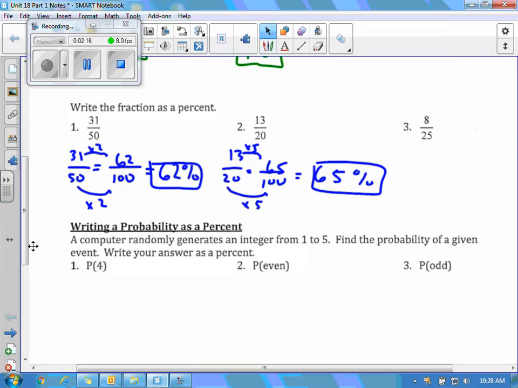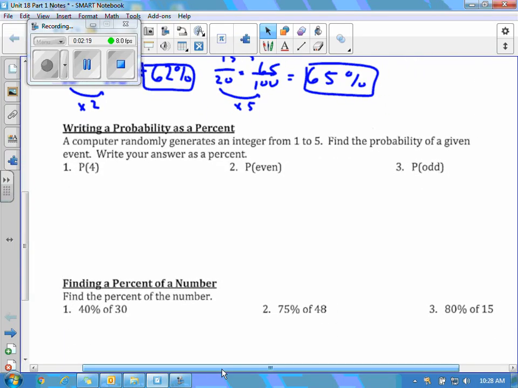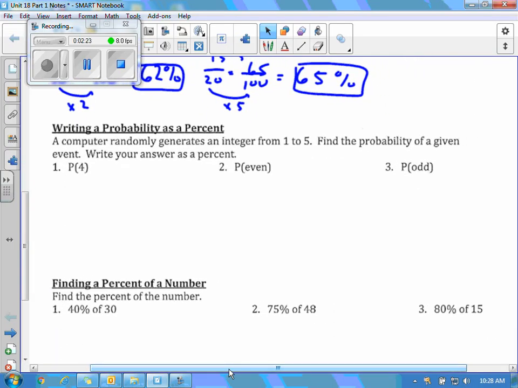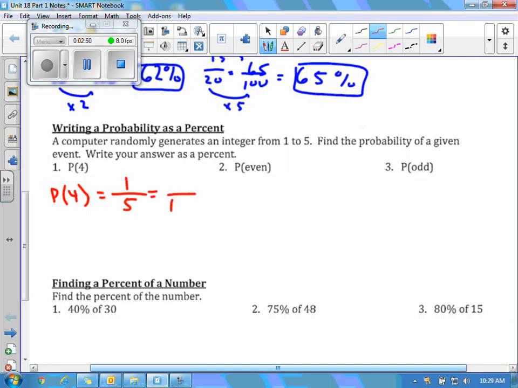The next section says writing a probability as a percent. So probabilities we just got done talking about in our last unit. It says a computer randomly generates an integer from 1 to 5. Find the probability of a given event. Write your answer as a percent. So our first event is P of 4, meaning that the integer that comes out would be a 4. So P of 4 would equal 1 because there's only one 4 in there, over 5, which is the total. Then we want to turn this into a percent, so we need to make it something over 100. I do 5 times 20 to get 100, so I can do 1 times 20 to get 20 over 100. So as a percent, that would be 20%.